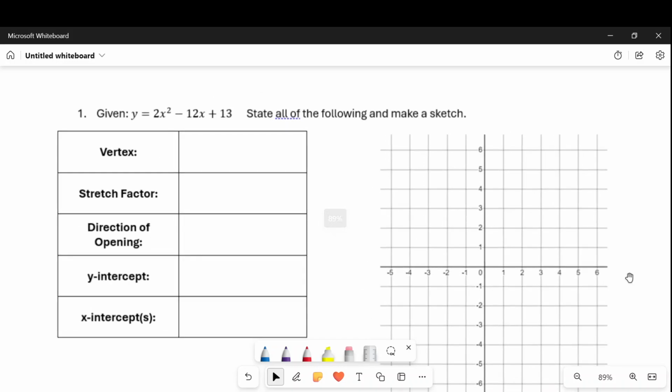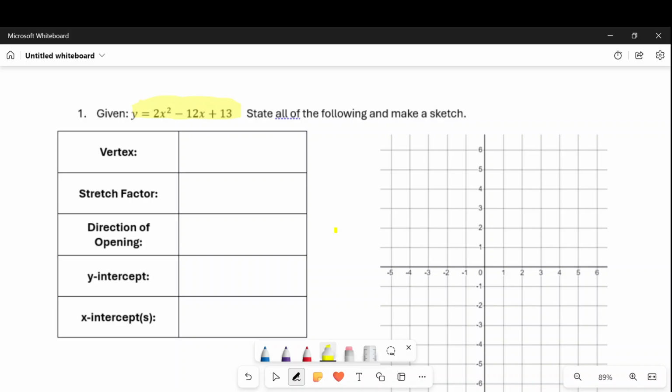It says, given the equation y equals 2x squared minus 12x plus 13, state all of the following and make a sketch. Okay, so I've been given a quadratic relation in standard form. And I need to state the vertex, the stretch factor, the direction of opening, the y-intercept, and the x-intercept, or intercepts. There might be two, there might be one, and actually there might be zero, so we'll see what happens.